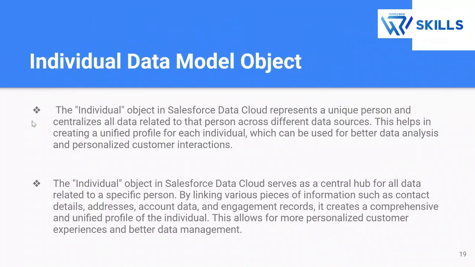The most important DMO is the individual data model object. The individual object in Salesforce Data Cloud represents a unique person and centralizes all data related to that person across different data sources. So no matter if you are a lead, a contact in one account, or a different contact or lead in a different account, you are technically the same person. That is why we have mapped you with the individual object.